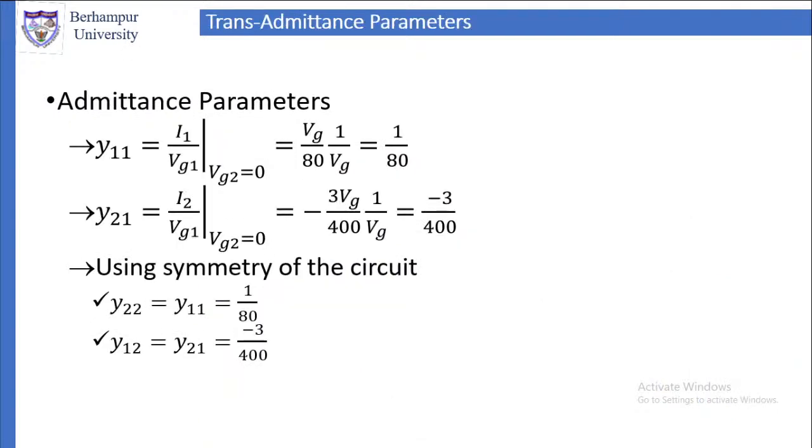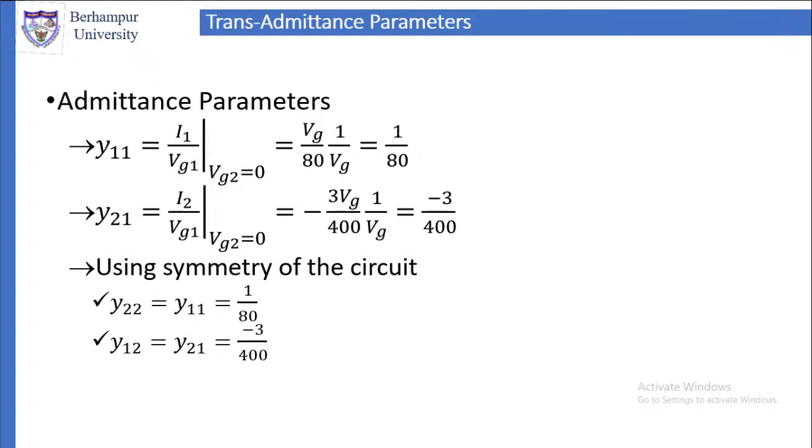Since we have found that, we can find out what Y11 is. Y11 by definition, an admittance parameter, is equal to I1 by Vg1 when Vg2 is equal to 0. Now put the value of I1, which is Vg by 80, divided by Vg1, which is Vg. So Vg by 80 into 1 by Vg is equal to 1 by 80.